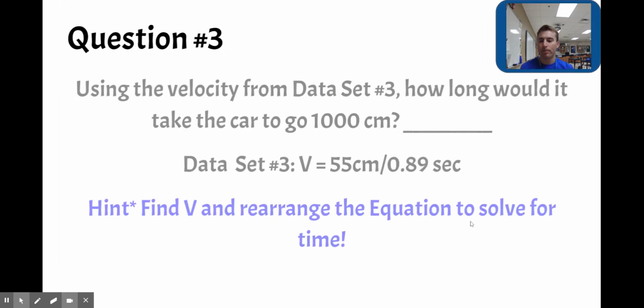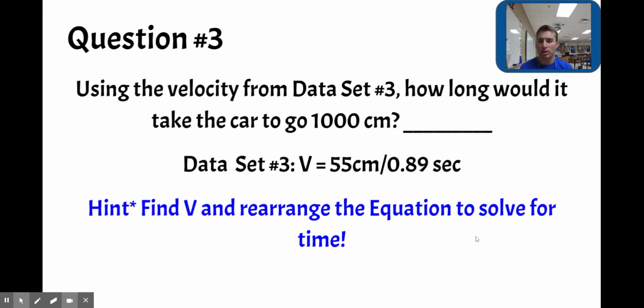Question 3, and this is the end of it. This is our last thing. Using the velocity from data set number 3, how long would it take for the car to go 100 centimeters? Here's your data from number 3. Find that velocity and rearrange the equation to solve for time.